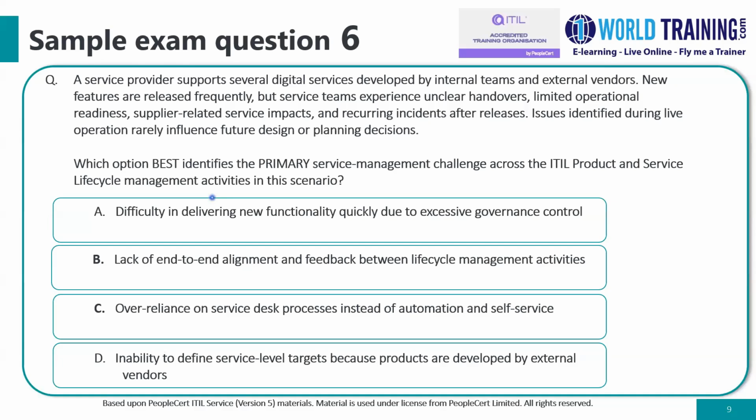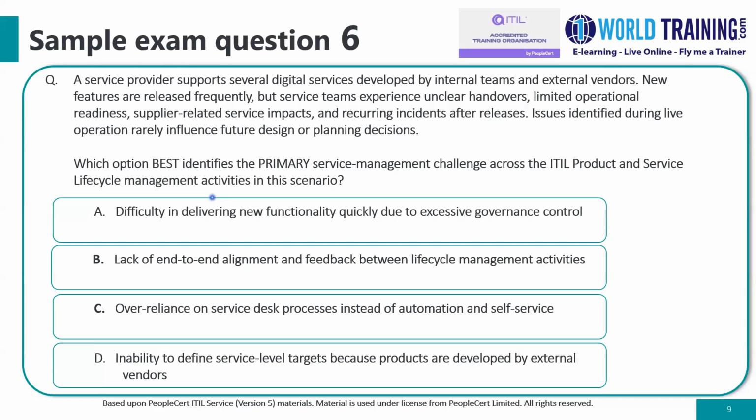So in the question, we can note clearly that the features are released frequently, but the handovers are unclear. Operational readiness is limited. There are supply-related service impacts, recurring incidents after releases, and issues that happen during live do not influence future design or planning decisions, or they rarely do. Therefore, choice A, difficulty in delivering new functionality quickly, is not correct because there are frequent releases happening and there is no delivery slowness due to heavy governance.